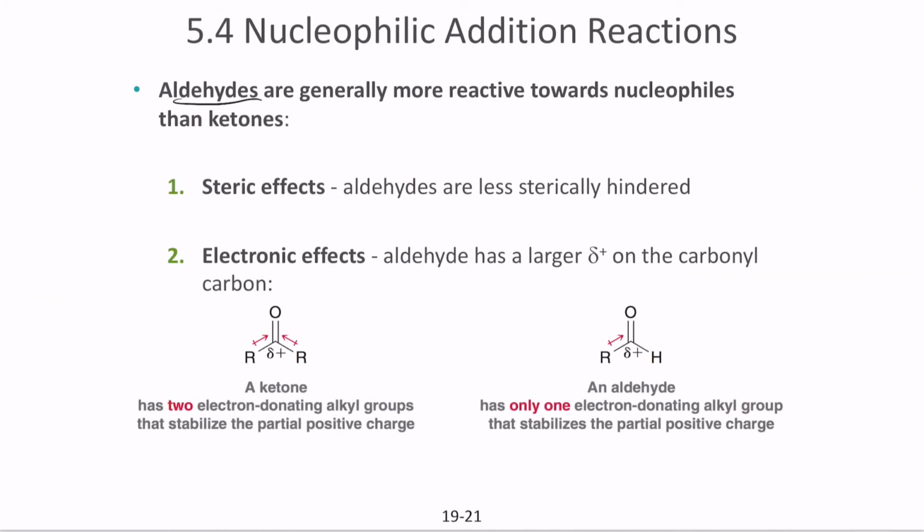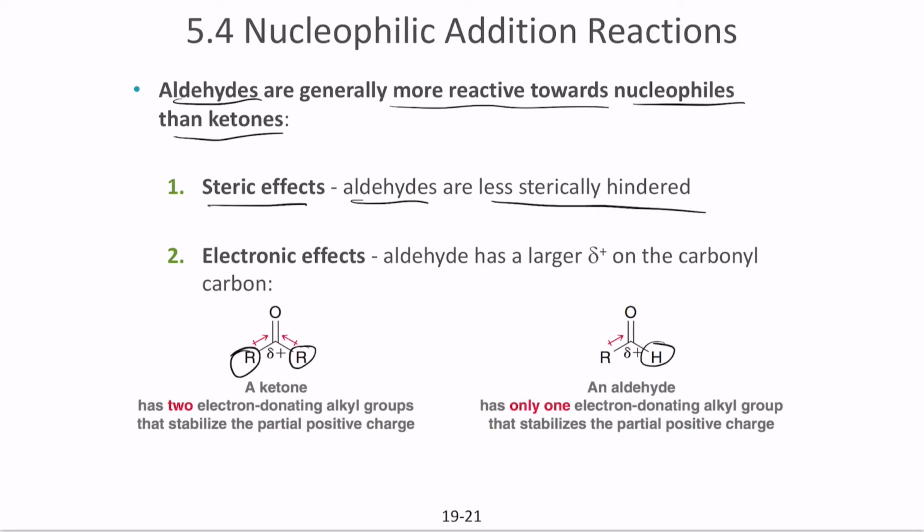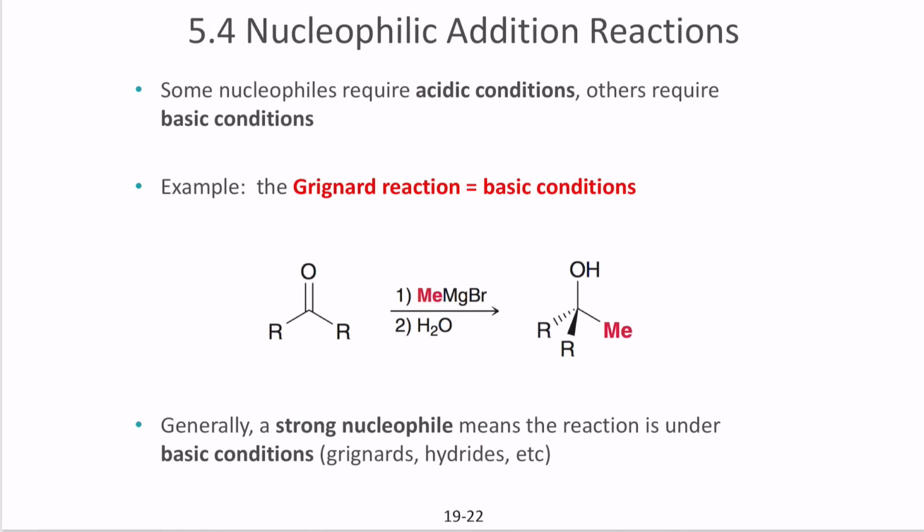Aldehydes in general are more reactive towards nucleophiles than ketones. The main reason is steric effects, meaning that aldehydes are generally less sterically hindered because they have only one hydrogen on one side, but a ketone has side chains on each side. The same goes for electronic effects. Aldehydes generally have a large delta plus on the carbonyl carbon because there is not much structure around it that can distribute the positive charge. In ketones there is much less positive charge on the carbonyl carbon.